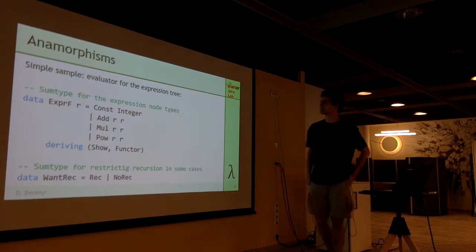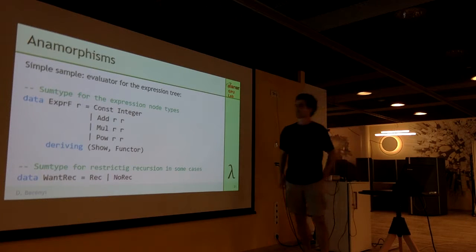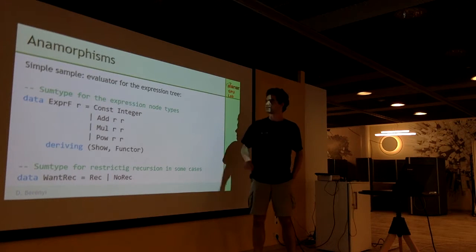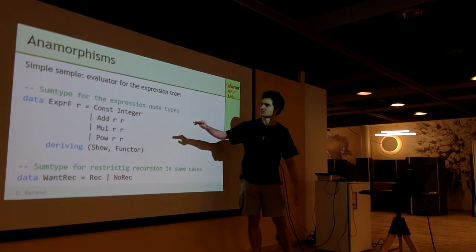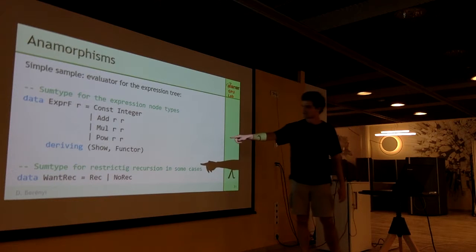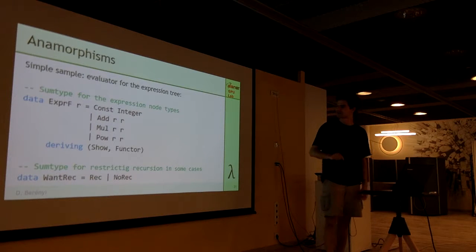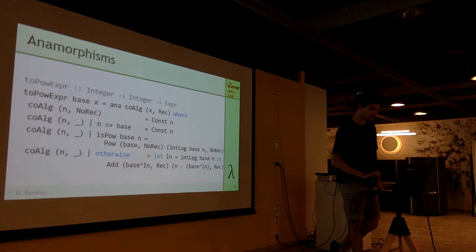Okay, so let's create an example for the anamorphisms. It's a little bit involved. Now we have extended our expression type a little bit. Now we have addition, multiplication, and power. And I will be using this small decision to restrict our recursion in some cases. So do recursion or do not do recursion in some stages.